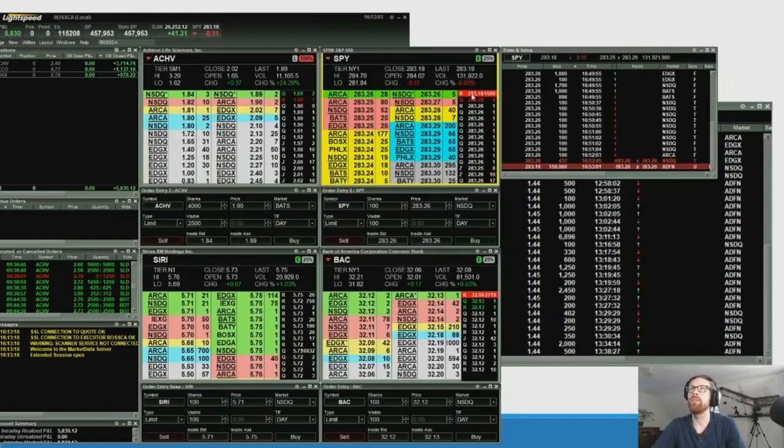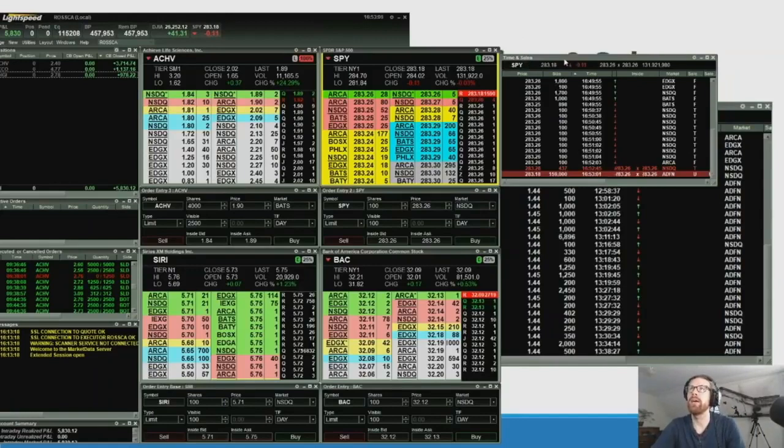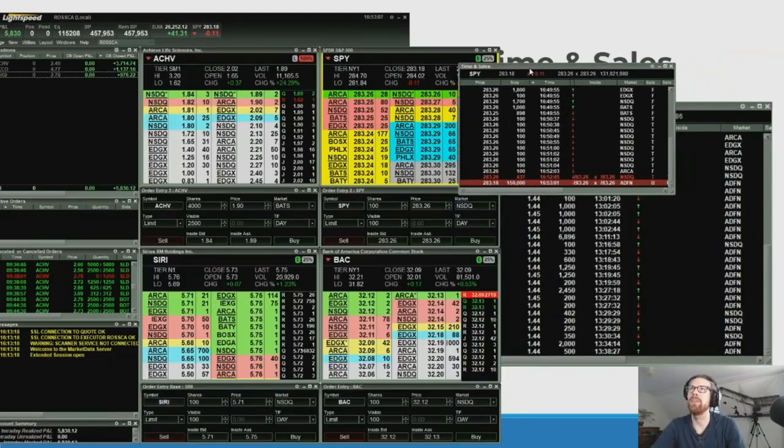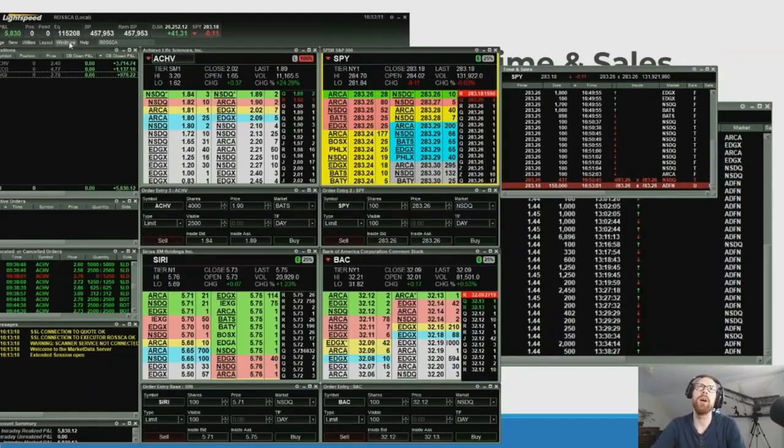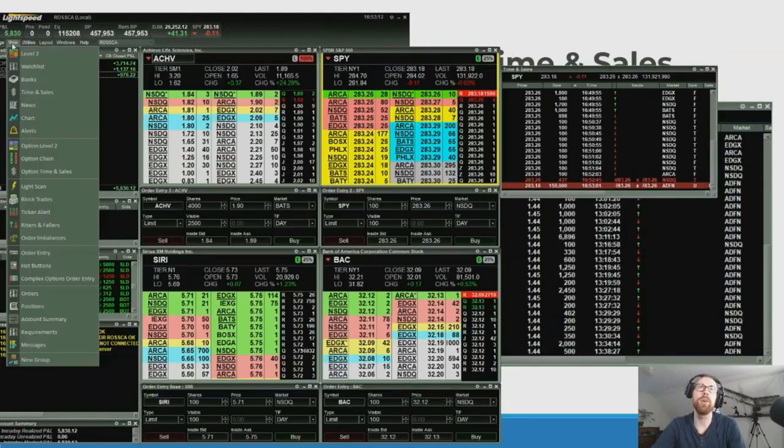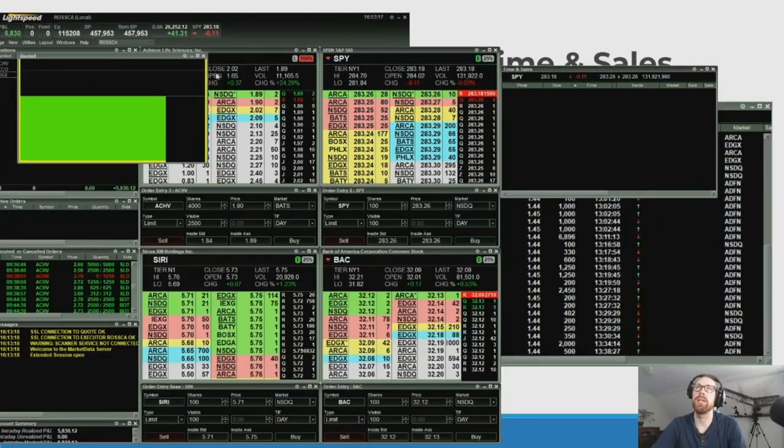Now you also see it right here, but not in as much detail. So I kind of don't even look at that. I look at it in this larger window. Now what you guys can do is you can go up to new and go down to level 2 to pop out new level 2 windows like this.